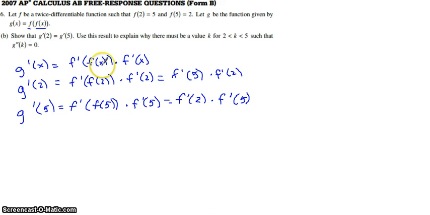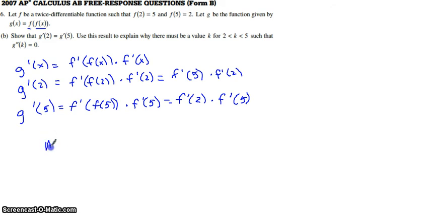Is it differentiable? Well, if you took a derivative of this, that's just going to give you some f double primes. You're going to have to use a product rule and another chain rule. But since the second derivative exists everywhere, f is twice differentiable, you know that g prime is going to have a derivative that exists everywhere. So with that said, yes, g prime is continuous and differentiable.